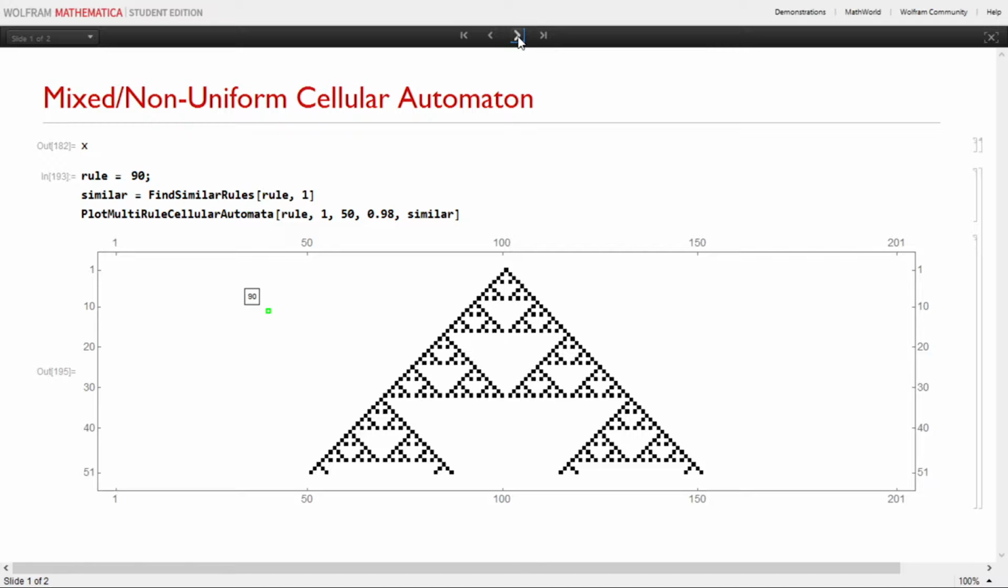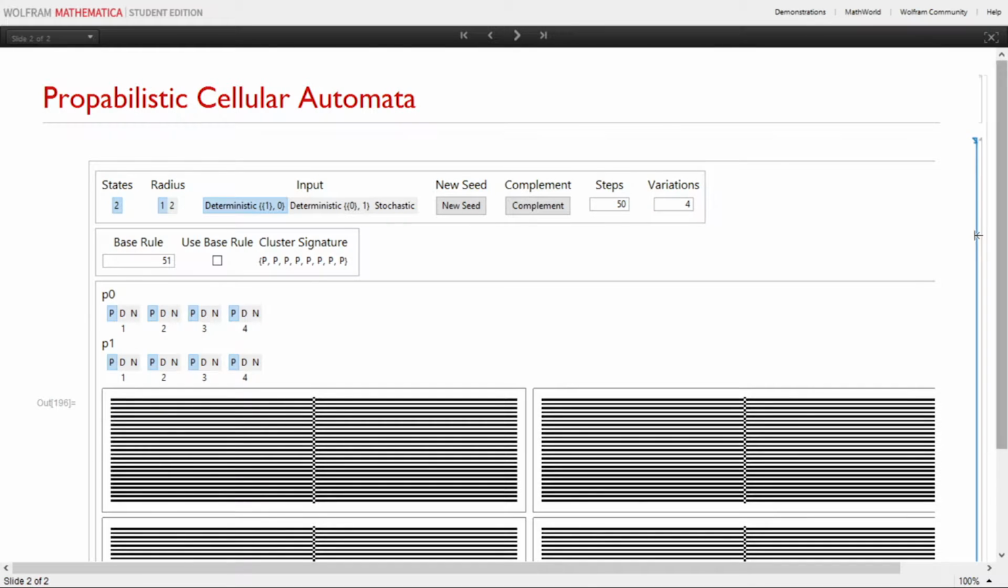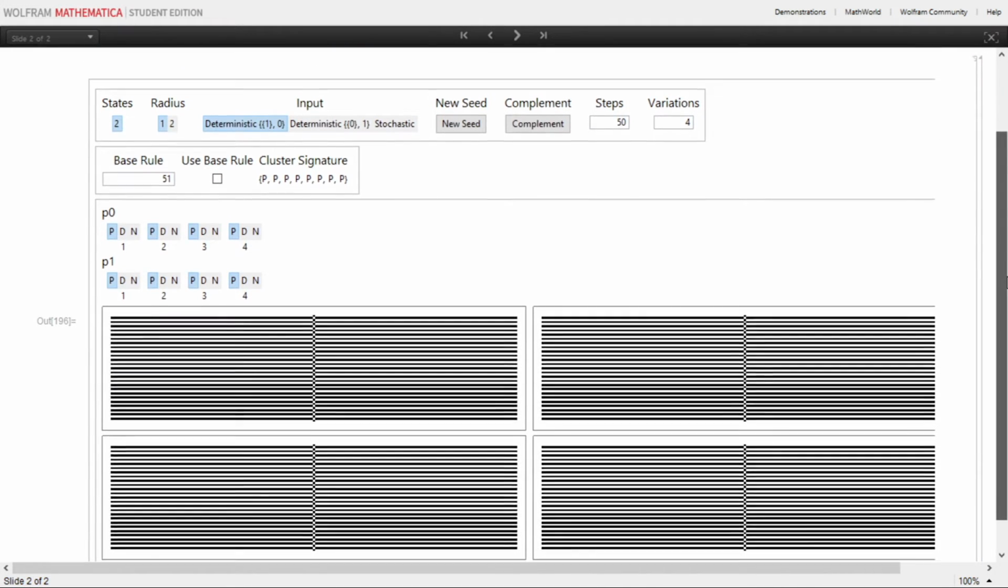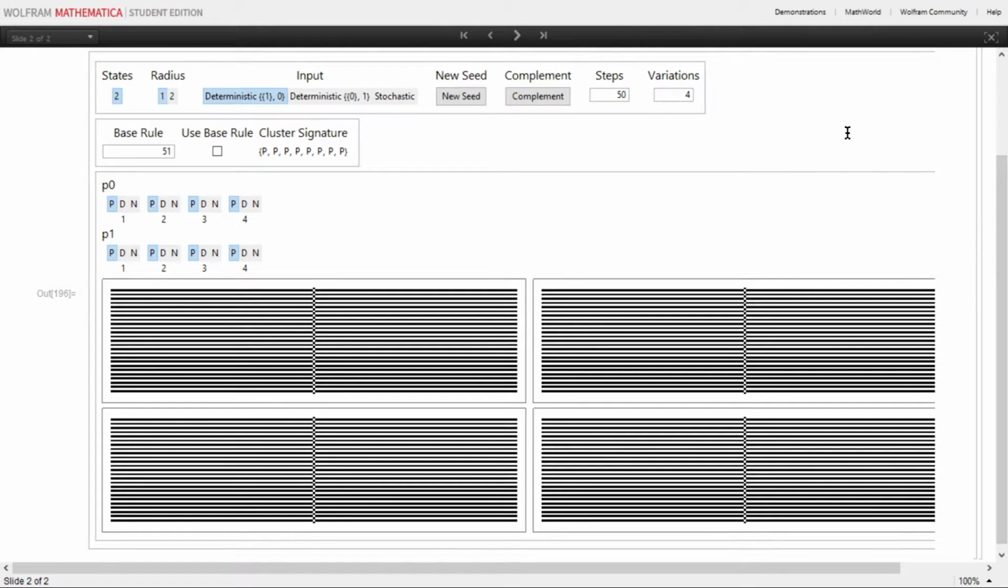The next one, which is the one for which you have a demonstration, is in fact probabilistic. This one has the cluster signature itself. The part that is deterministic, the P's and the N's, is deterministic. But the D's are things that will change every time you evaluate this rule. So you can define this. You can use a base rule. We can do this in radius 1, radius 2. We can go from radius 1 to radius 2, and then we can see the cluster signature.